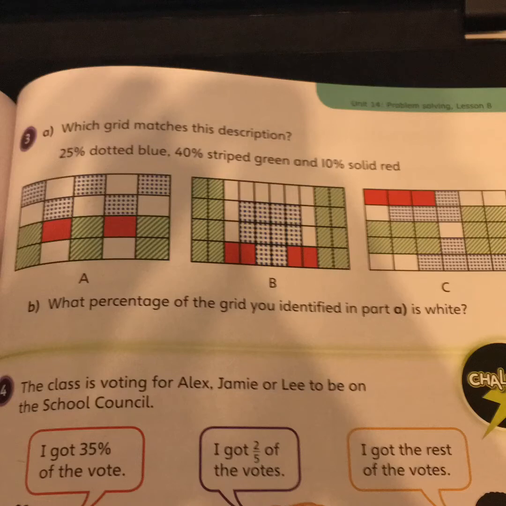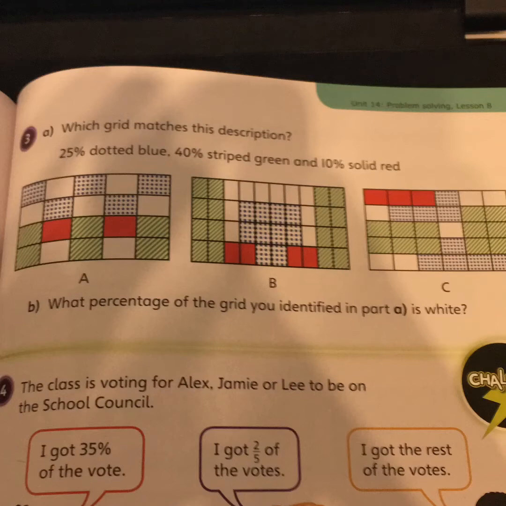Okay. Question 3 is this. Which grid matches this description? 25% dotted blue, 40% striped green, and 10% solid red. So have a look at A, B, and C. Which one of those matches that description? And once you've done that, part B is what percentage of the grid you identified is white? So whichever one you choose for answer A, what's the percentage of white? Okay, pause the video and have a go.